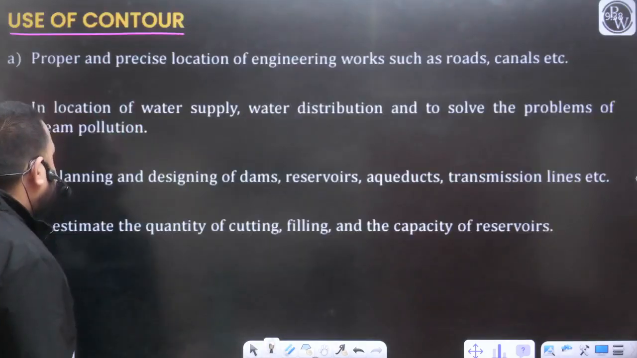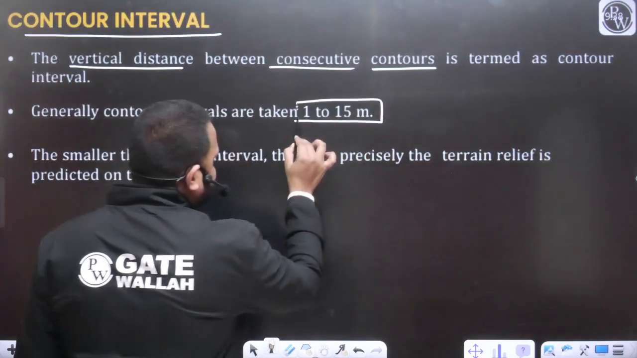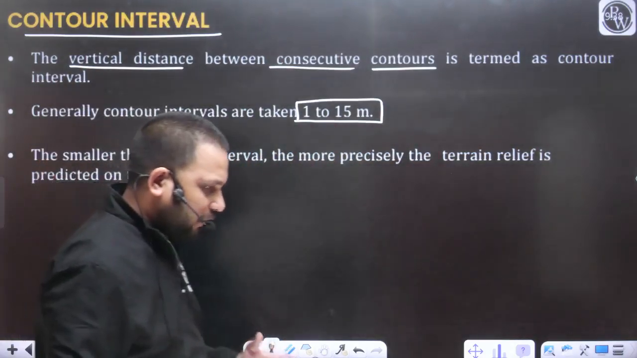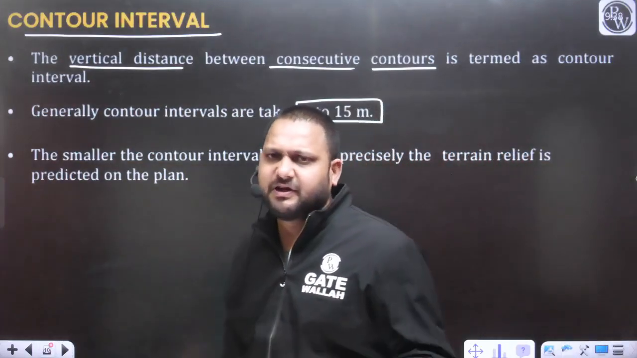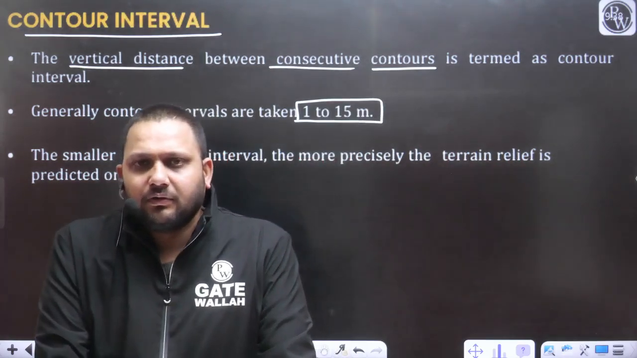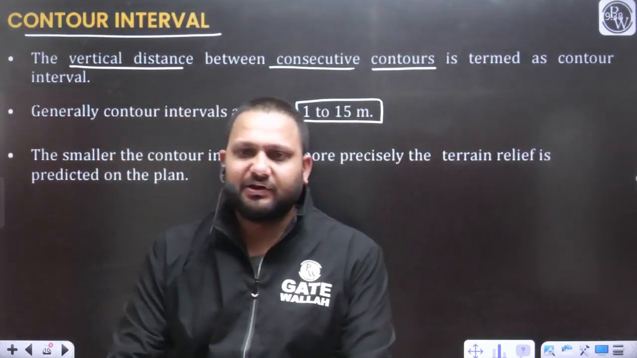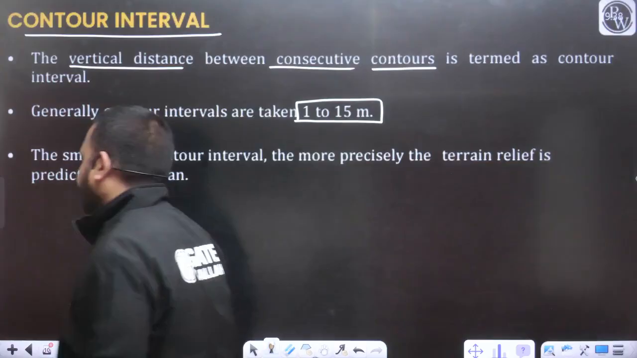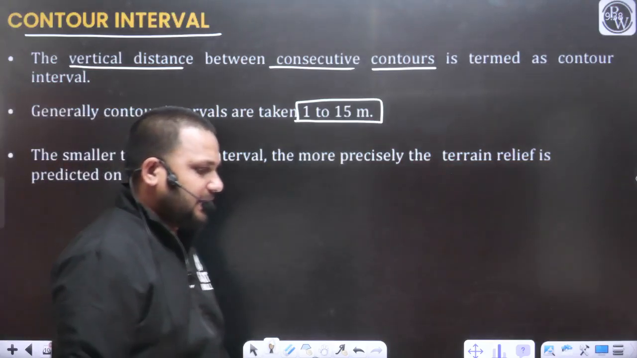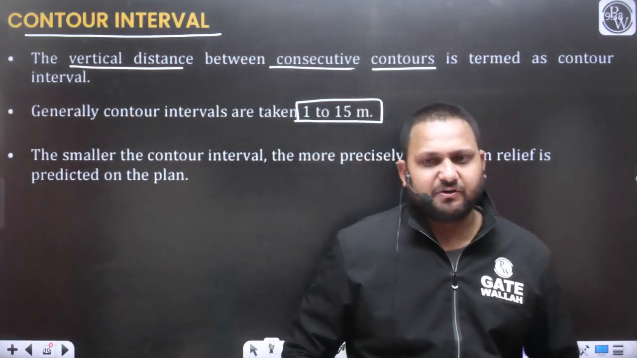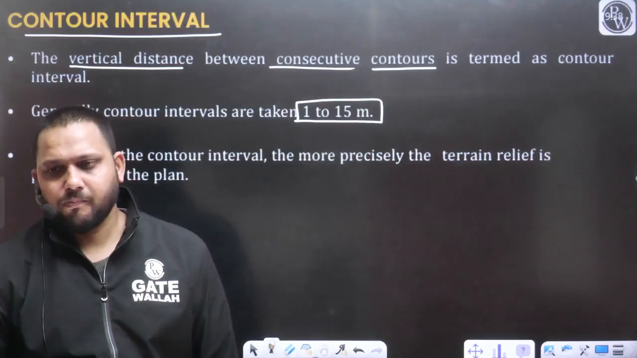Now let's move further. Generally, contour intervals are taken from 1 to 15 meter. If I talk about the range of the contour interval, is this a fixed value? No. Who will decide the contour interval? Who will decide the value of the contour interval that we are going to consider for the preparation of the map?